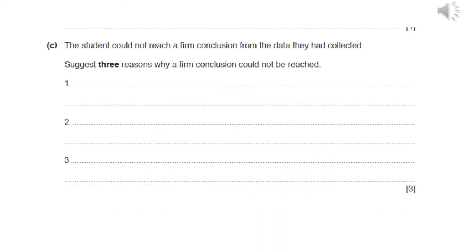So, as you might be able to see from the very small amount of larvae settled, the student could not reach a firm conclusion on the data. And Cambridge asked you to suggest 3 reasons why a firm conclusion could not be reached. And this is where you get a little more leeway on your answers, because there's many good answers here. One could be that the sample size was too small, that the amount of larvae who settled on this area was simply too small to see a difference.